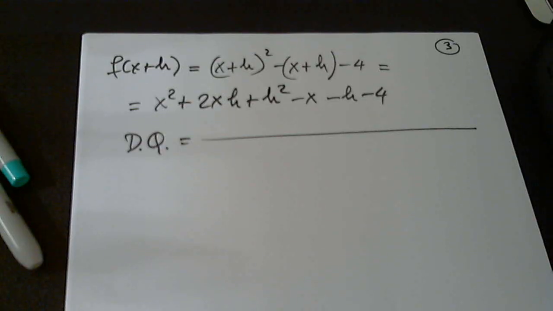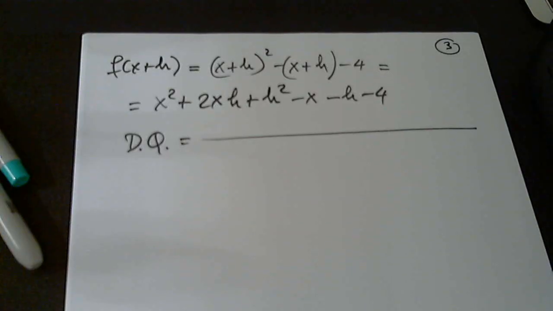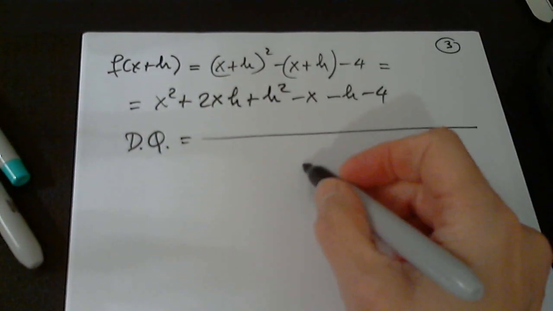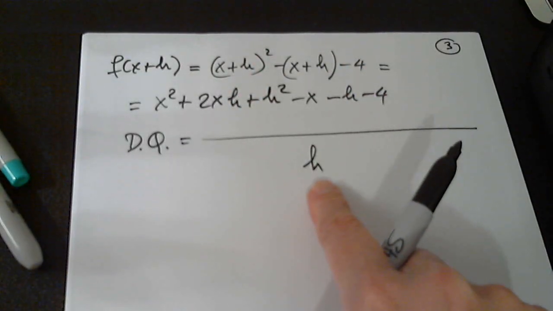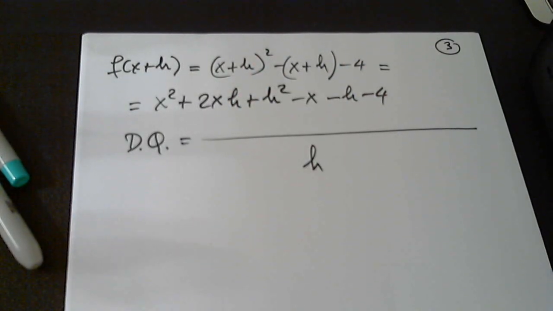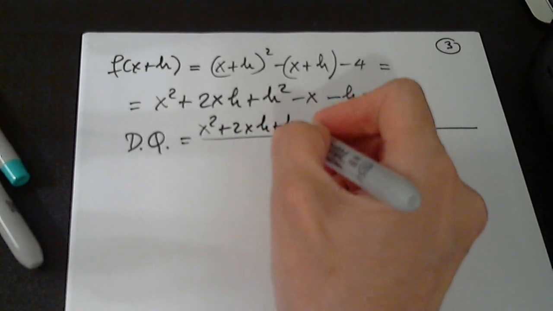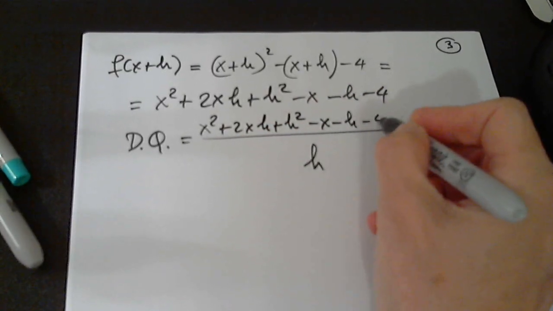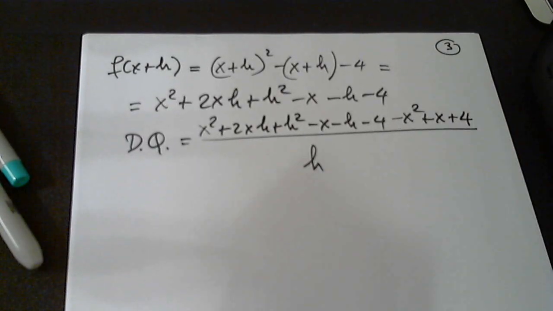Cancel out. Yes, everything that does not have h has to go away. All those without h must go away because then we have to factor h and simplify the denominator. Exactly. If the terms up here that do not have h don't go away, we will not be able to simplify h in the denominator. Correct. Very good. So then we have this, which is x squared plus 2xh plus h squared minus x minus h minus 4. But then we have minus x squared plus x plus 4.